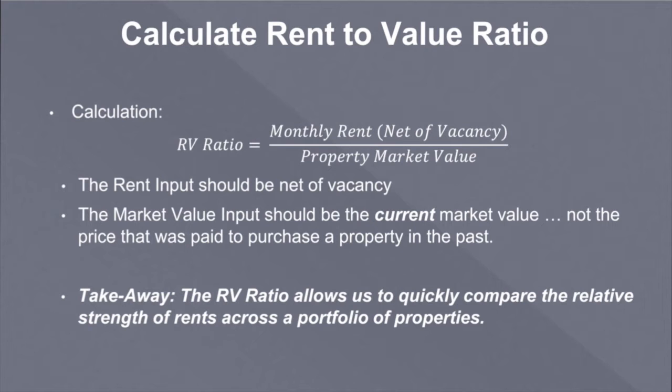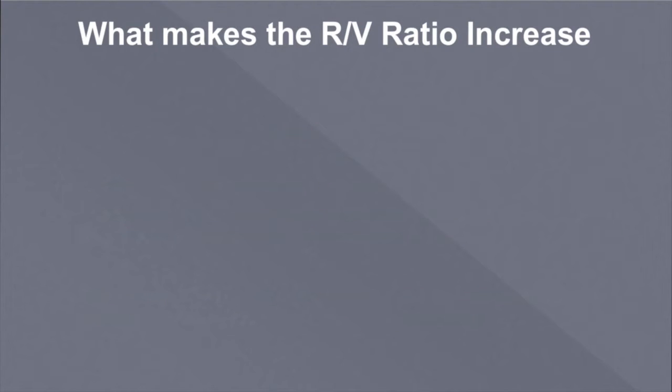Okay? The RV ratio allows us to quickly compare the relative strength of rents across a portfolio of properties. Another thing this will really help you do is sort through other investors' faulty assumptions. You might be talking to an investor who says, I've got 5 properties, and they all have positive cash flow, as their chest inflates, and they think they're doing a great job investing. But that doesn't give us enough information. We need to know what the value of those properties is versus the rent.